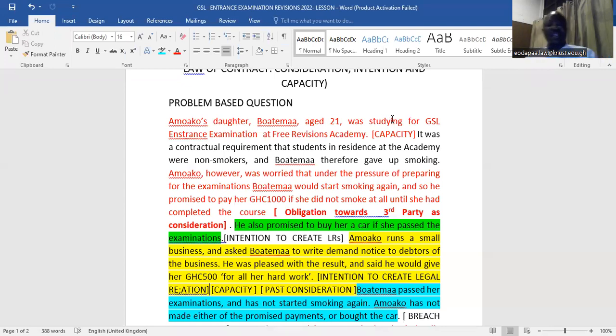Then you make the other point that consideration need not be adequate, but must be what? Sufficient. And that is to say that so long as something is of monetary value in the eyes of the law, that will be a good consideration, and the courts will not inquire into the comparative value of what is being exchanged between the parties in order to determine whether what is being exchanged as consideration is good or sufficient.